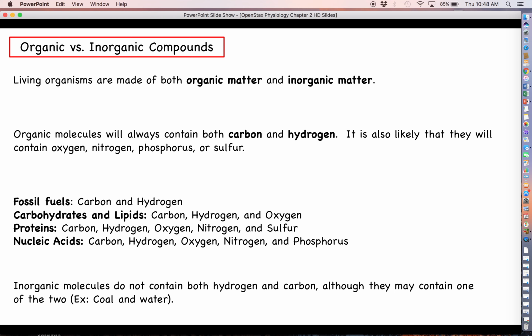So inorganic molecules are going to be everything else, meaning molecules that do not contain both carbon and hydrogen. Now, that's not to say that inorganic molecules cannot contain one or the other. It just means that they don't contain both. So water, for example, H2O, contains hydrogen but not carbon. Coal, which is basically just a lump of solid carbon, contains obviously carbon but not hydrogen. So those are not organic molecules.